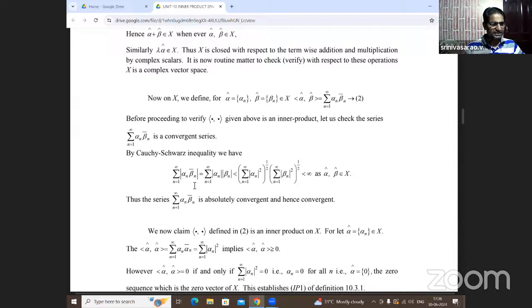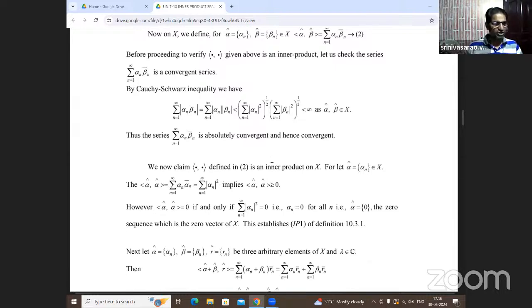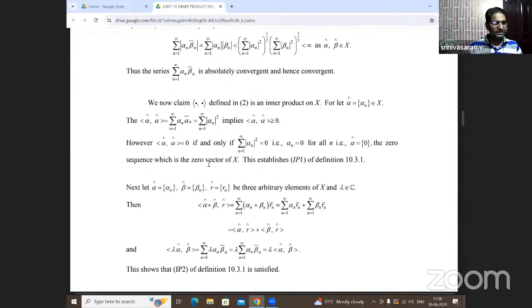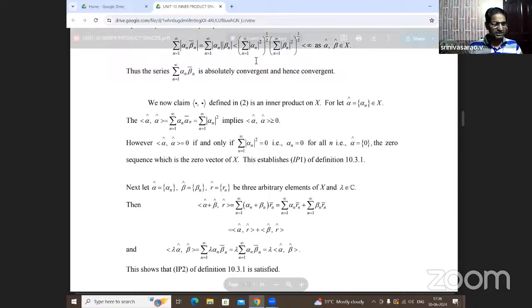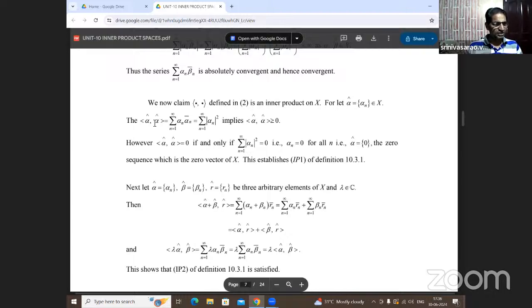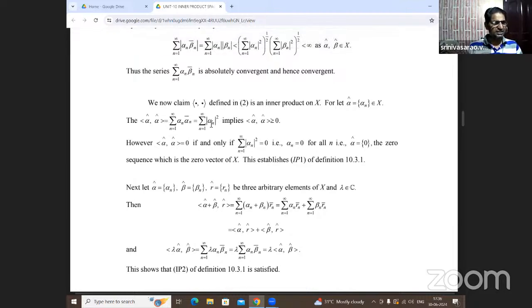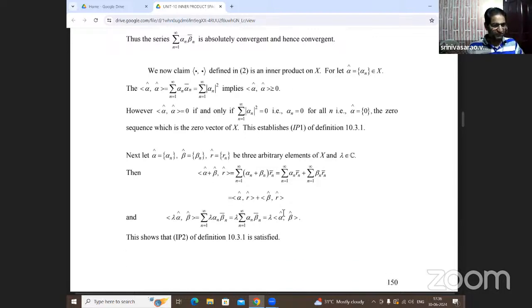So this means summation of αn βn bar is absolutely convergent. That's why it is also convergent. According to this property, the second one, the positivity condition, is verified. Here, the inner product of α and α can be written as summation of |αn| whole square. Similarly, if the inner product of α and α equals 0, then αn equals 0, so α is the zero vector. And the linearity condition is also verified.